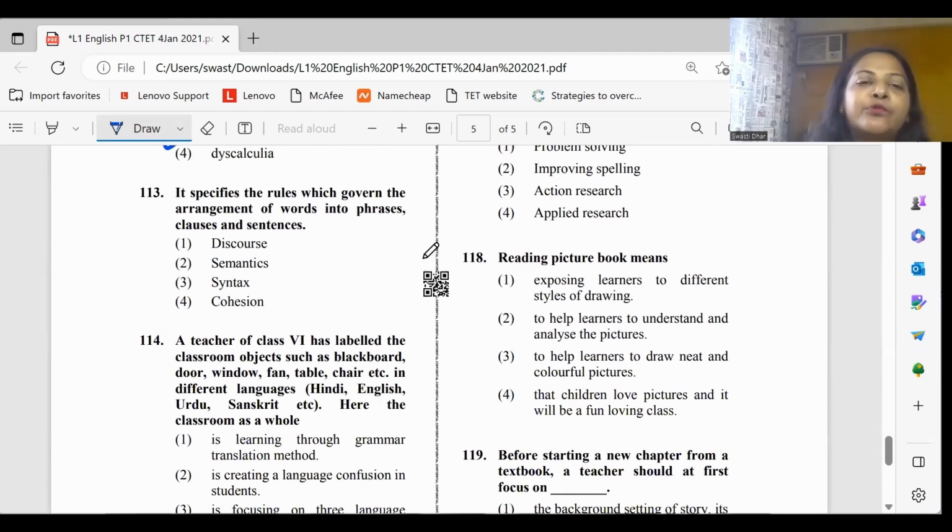113, it specifies the rules which govern the arrangement of words and phrases. So this is your syntax. Syntax talks about rules of grammar, whereas semantics talks about meaning making. So anytime you have a question on meaning making, that will be on semantics, and this is syntax.